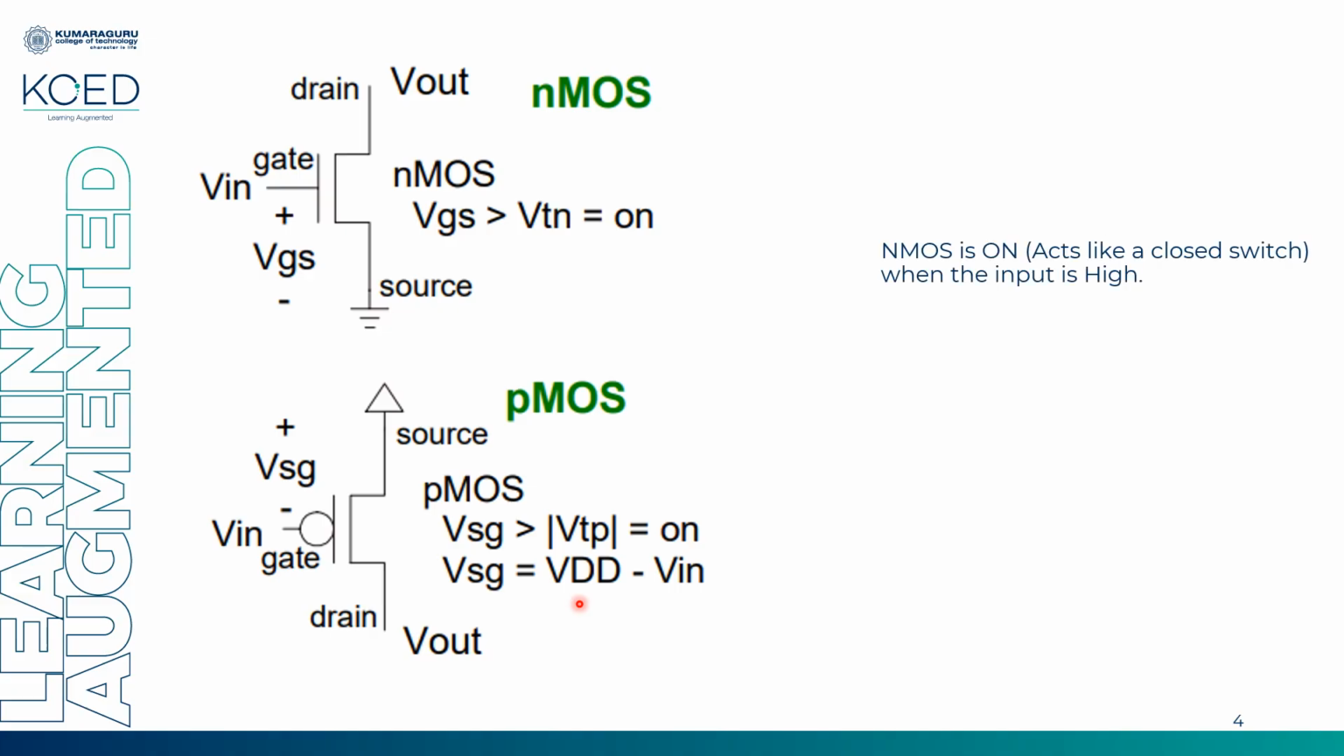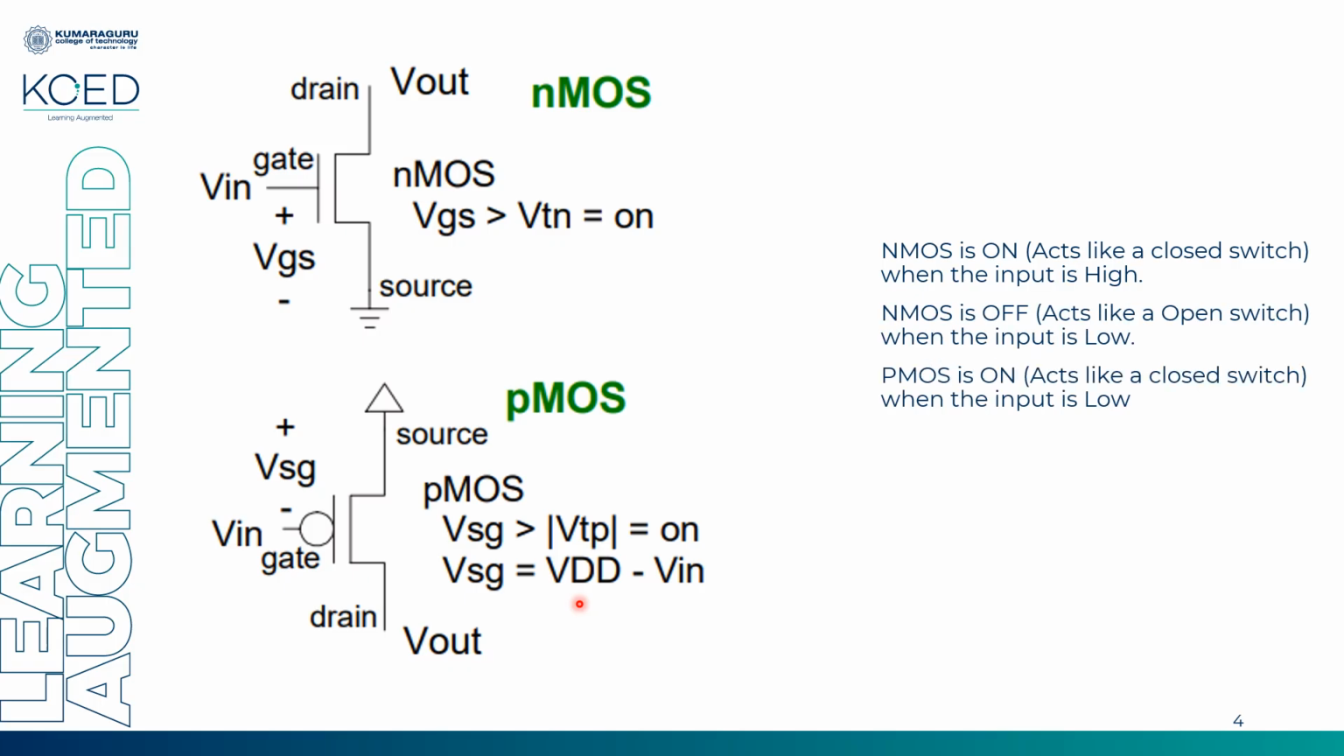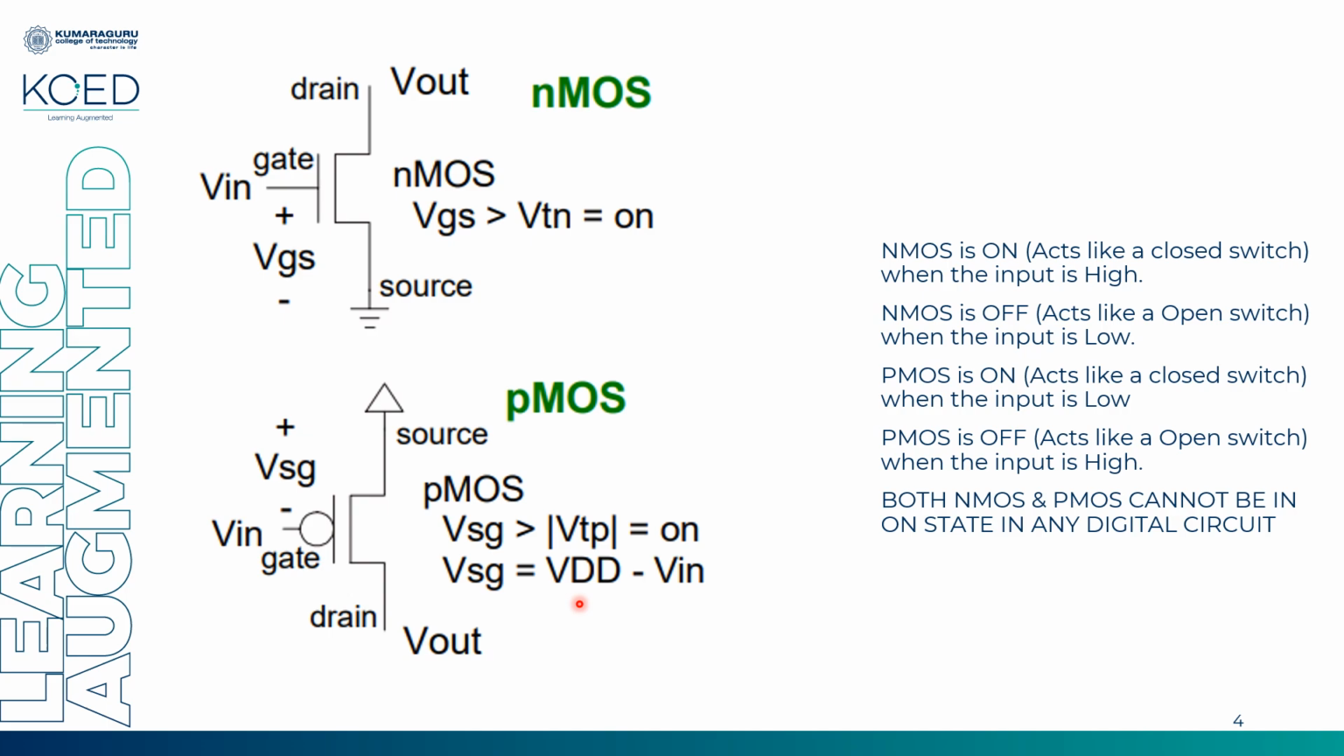NMOS will be on, or act like a closed switch, when you give a high input, and it will be off when the input is low. Similarly, PMOS is on when you give a low voltage, and PMOS is off when you give a high voltage. In case of static logic and the CMOS static logic design cell, you must understand that PMOS and NMOS cannot be on at the same time. It is not possible.